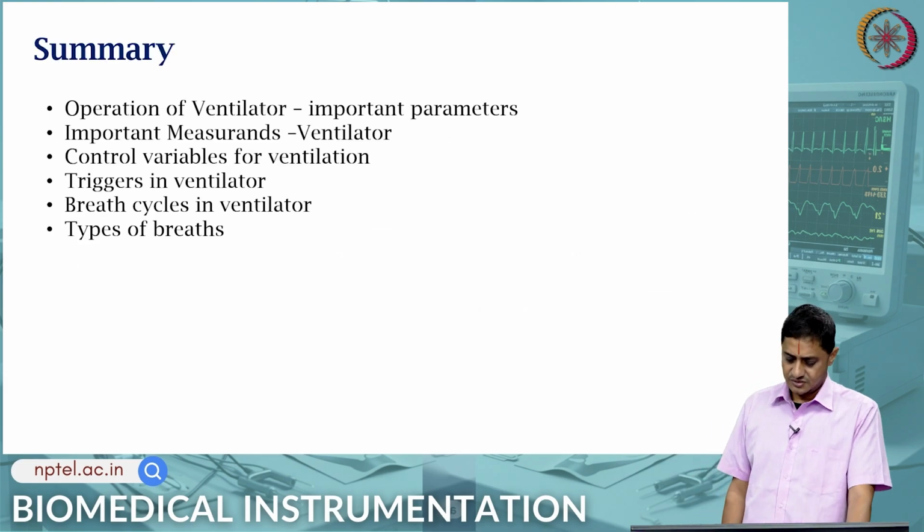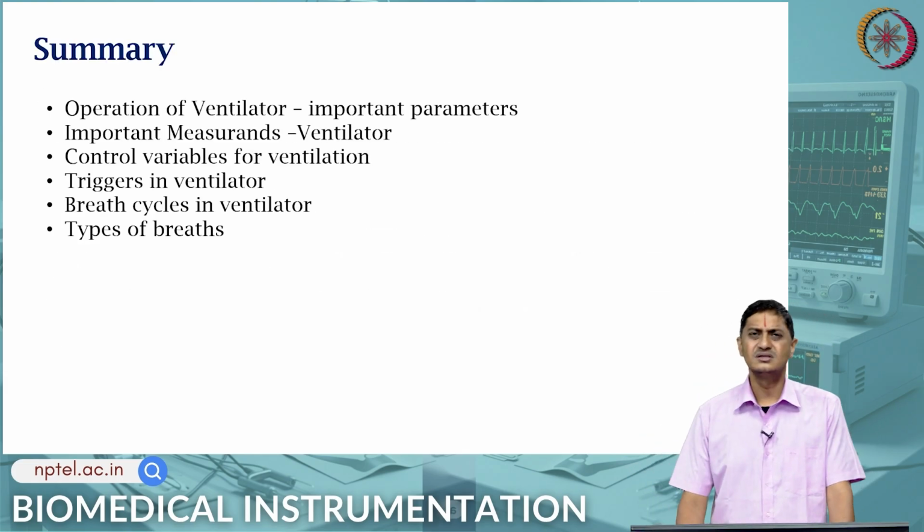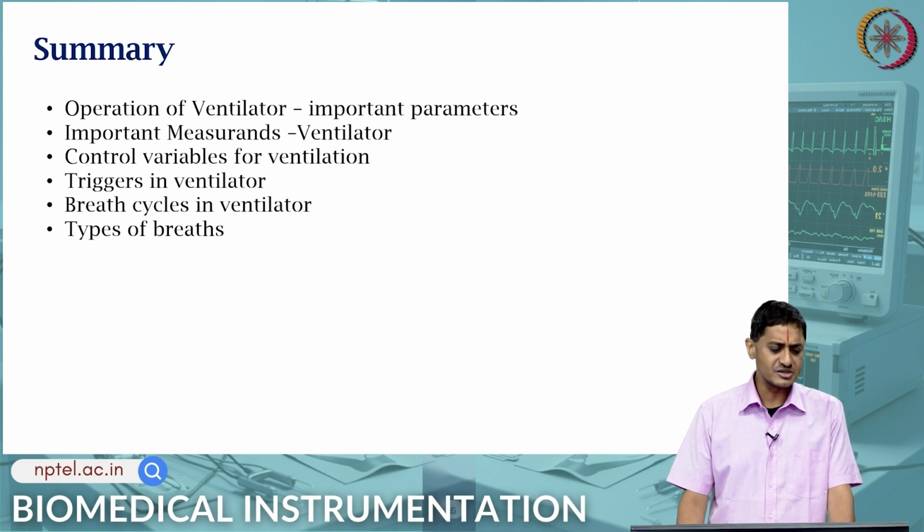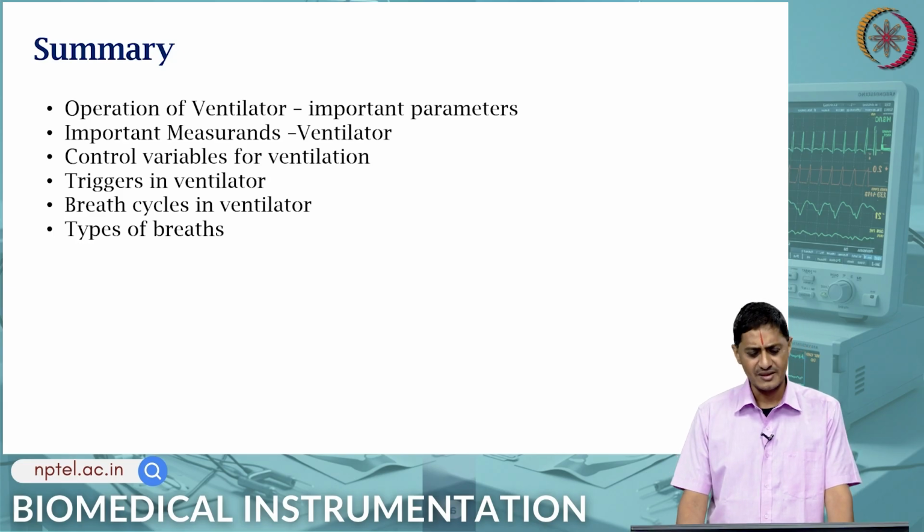Okay. So, with this we come to the end of this video. In this video, we looked at the operation of a ventilator, some important parameters and some important measurements both at the ventilator end and at the patient end. Some of the control variables, what are the triggers and what are some of the breath cycles, and defined some basics of breath cycles and types of breaths in ventilators.